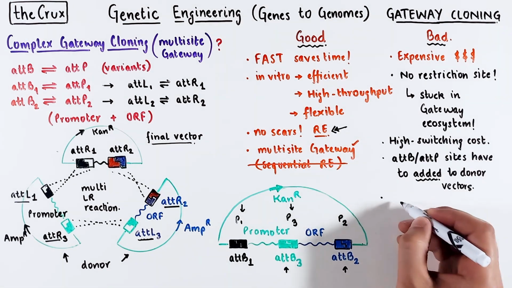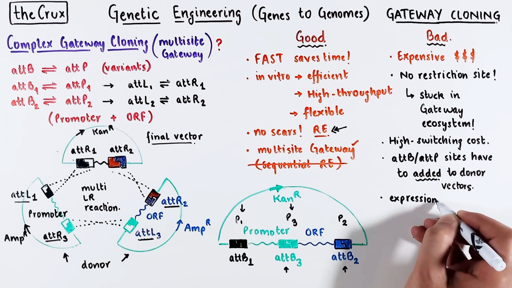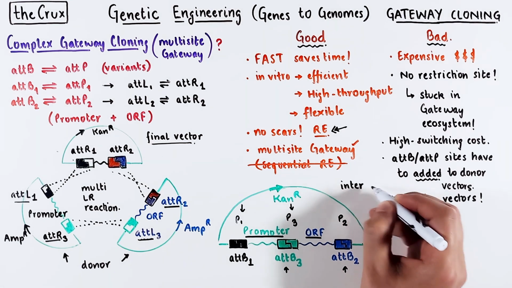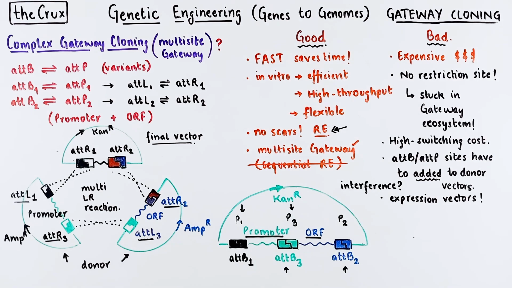There's one concern with gateway expression vectors, like the one here containing a promoter and an ORF. There is this undesirable attB site you find in the middle of the ORF and promoter, and it may be that it interferes with the expression dynamics. These are some points I would like you to consider when it comes to gateway cloning.